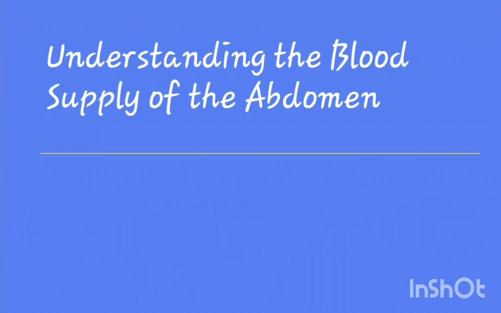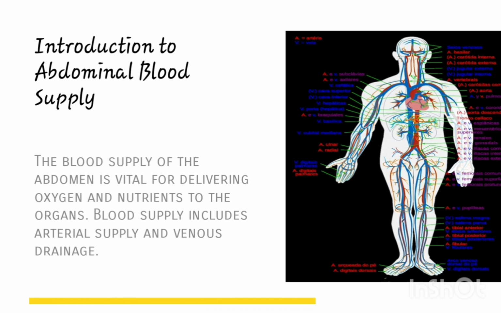In this video we are going to see about the blood supply of the abdomen. The organ requires blood supply in order to get the oxygen and nutrition which is required for their effective function. Blood supply includes arterial supply and venous drainage. Arterial supply gets the blood from the heart and supplies various organs and tissues, whereas venous drainage collects the blood from the various organs and returns it to the heart.